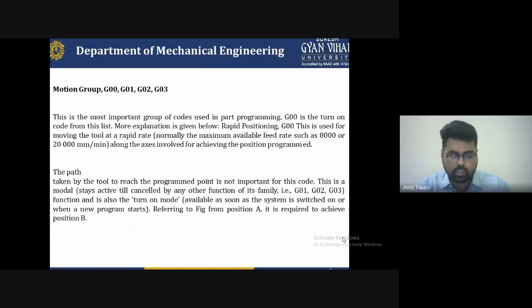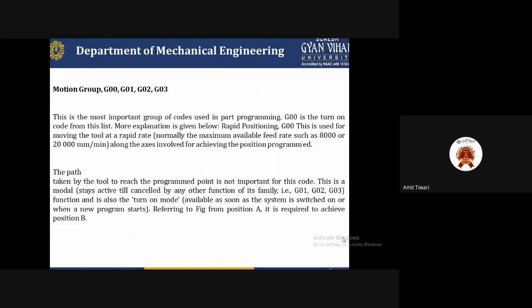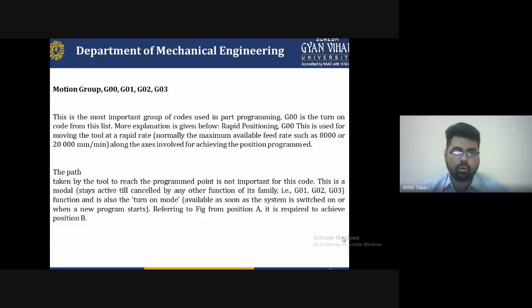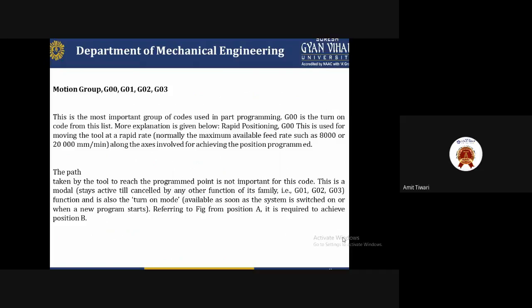So this is the code. Basically, we have to understand that G01 and G02 are the most important group of codes used in part programming. G00 is the turn-on code from the list. More explanation is given below.